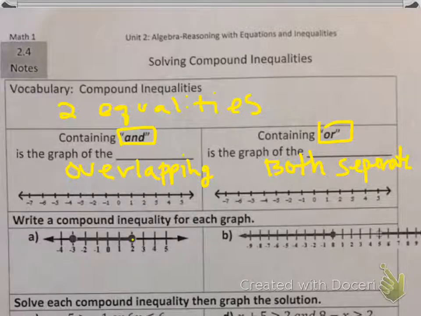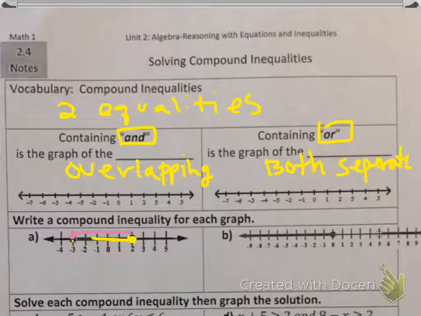Well, these, for sure, this is an overlap, because this first inequality would have been starting here and going less than the 2 in this direction. And this other inequality would have been starting here at the -3 and going this direction. So we can for sure tell that that's an overlapping, which means we know that it's going to be an and. So we just have to write inequalities for both of the sets that we can see there.